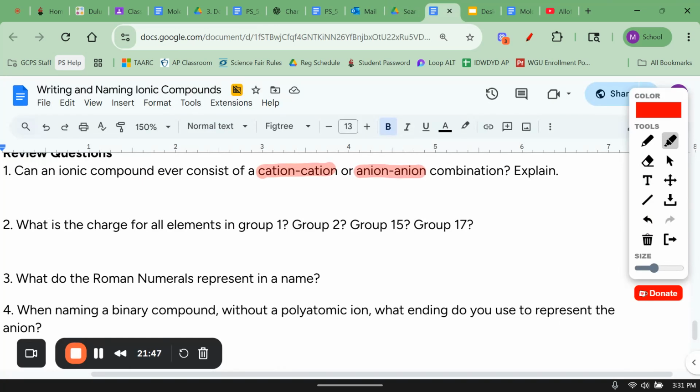Question 3, what do the Roman numerals represent in a name? They represent the ionic charge of a transition metal. And number 4, when naming a binary compound, meaning one that does not have a polyatomic ion, what ending do you use to represent the anion? So a nonmetal is always going to be changed to IDE.